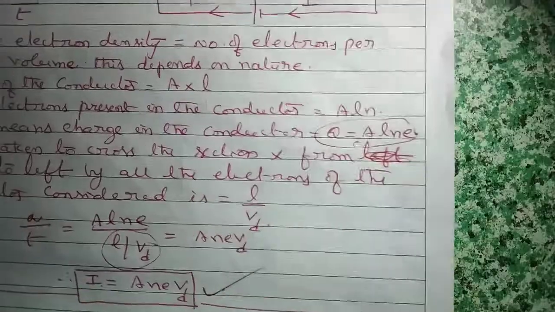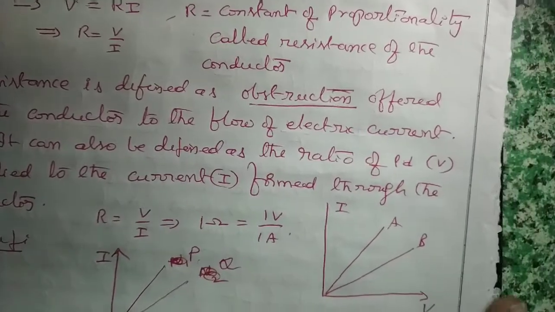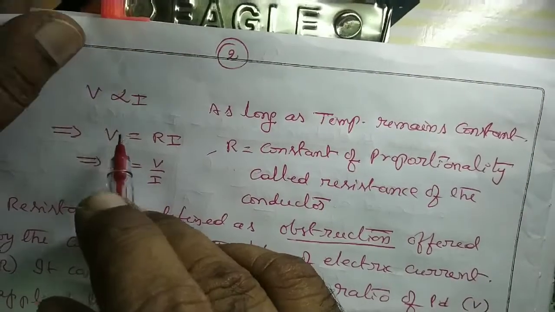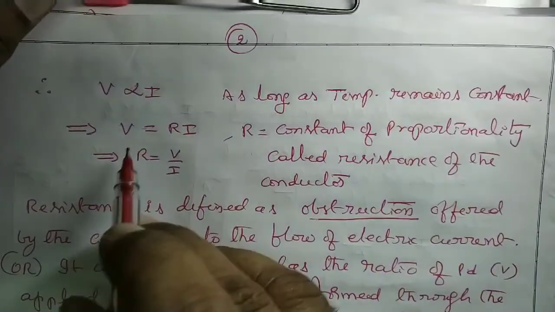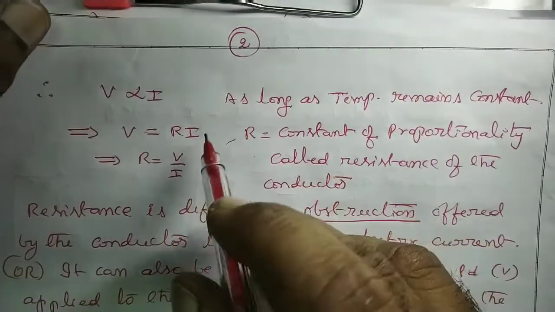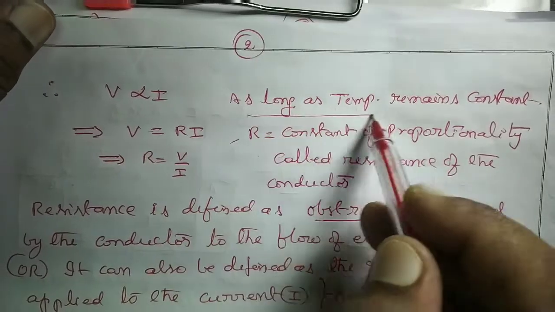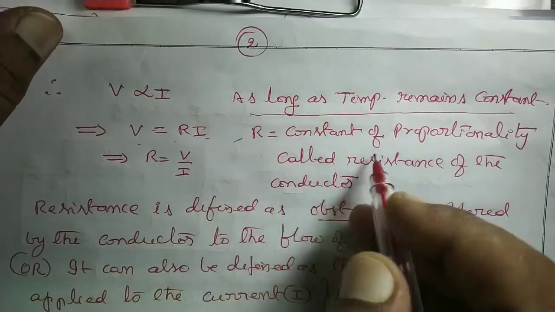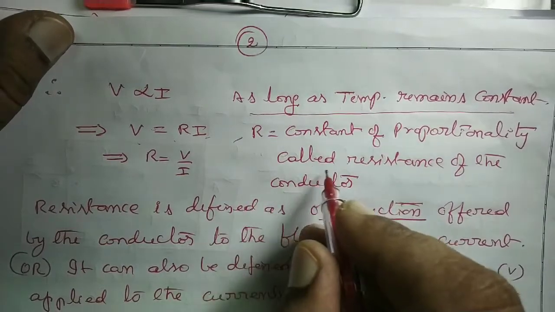But the condition is that the temperature and other physical conditions remain constant. So that's why we can write Ohm's law mathematically like this: V is proportional to I, as long as the temperature remains constant, and V is equal to RI. Here R is a proportionality constant, and it is called the resistance of the conductor.